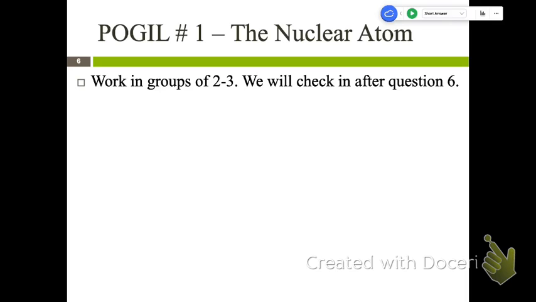True. Question number 2. How many neutrons are found in each of those? 6, 7, 7. All right, so there's a difference there. And then how many electrons are found in each one of those? 6, 6, and 7.